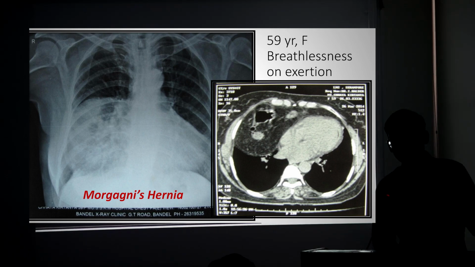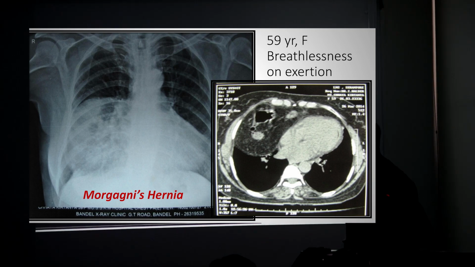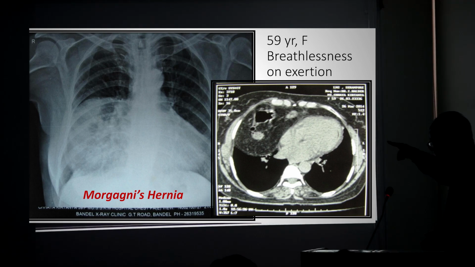So the gut has entered into the hemithorax. So how do we make that? We can see a lot of haustrations. There are a lot of colonic markings, and in CT we can see this.